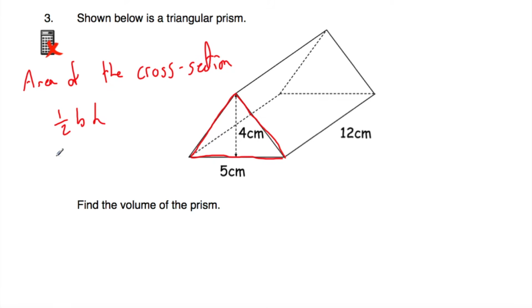I'm just going to do the base times the height first of all, and then half it. 5 times 4 is equal to 20. And then we're going to half it, so half of 20 is equal to 10. So that'll be 10 centimeters squared. So the area of this triangle will be 10 centimeters squared.